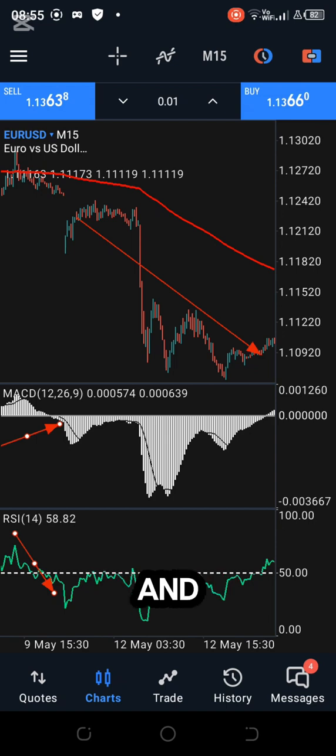Guys, go and try out this strategy on different financial assets and come back with the feedback, what you think about this particular strategy.